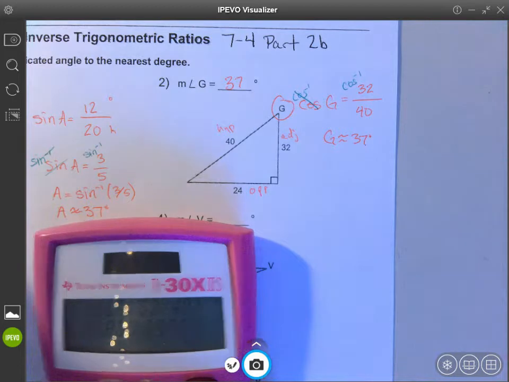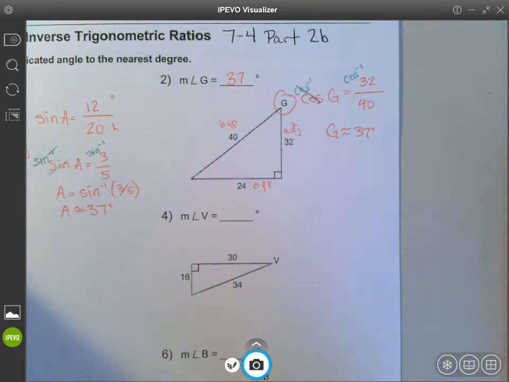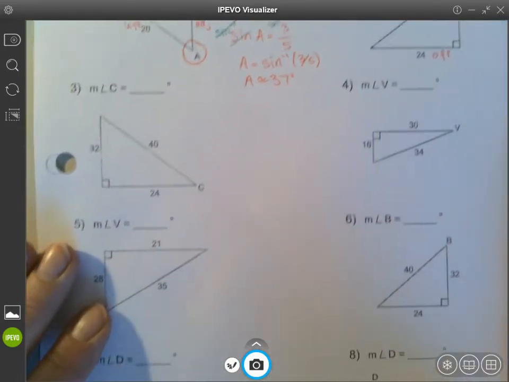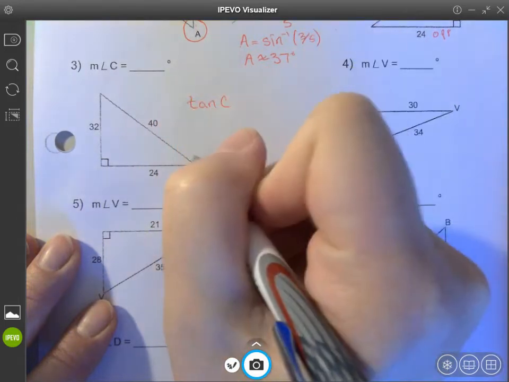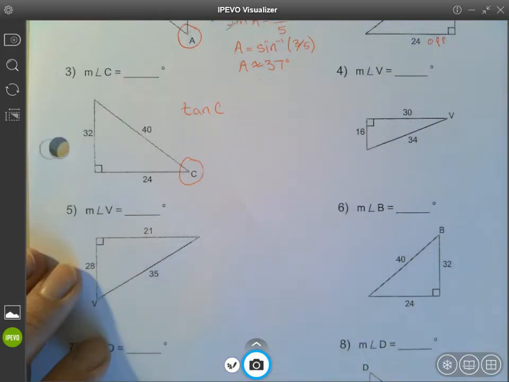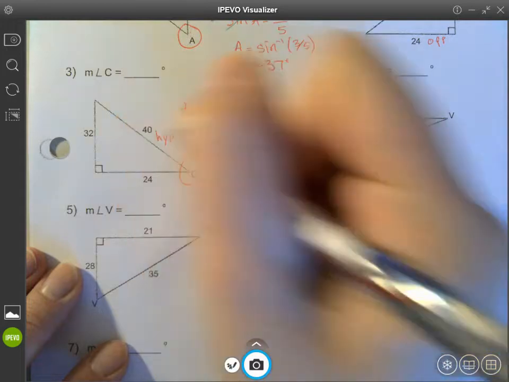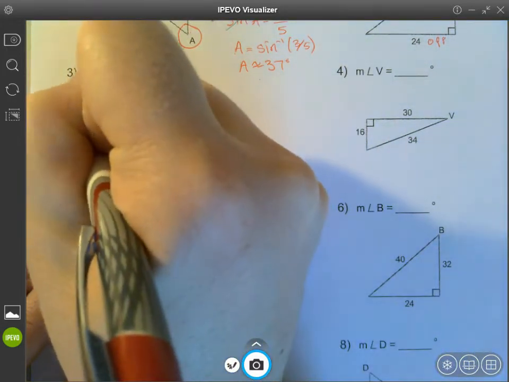All right, so I want to do one more with you on this side, and I want to use the tangent function. Now, you could use sine the whole way through, but I wanted to mix it up and use different functions. So if we're going to do tangent of C to find it, take a minute and label your triangle. This would be your hypotenuse because it's the longest side, opposite 90-degree angle, adjacent, and opposite.